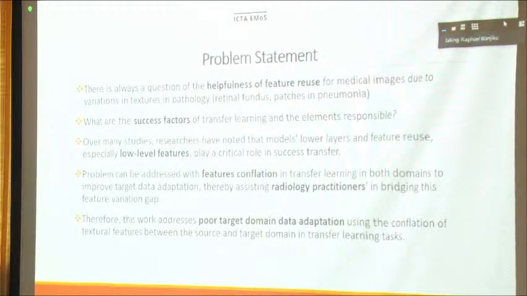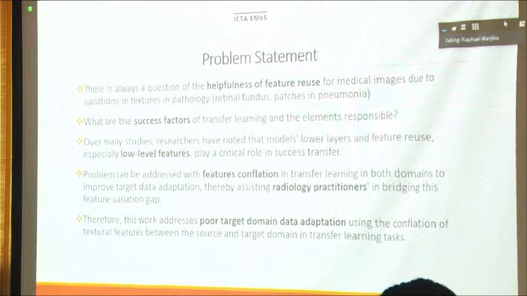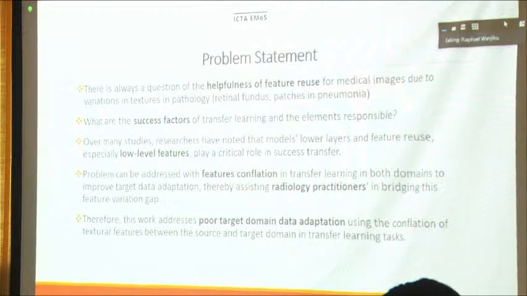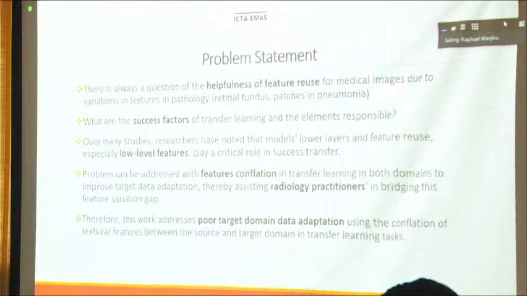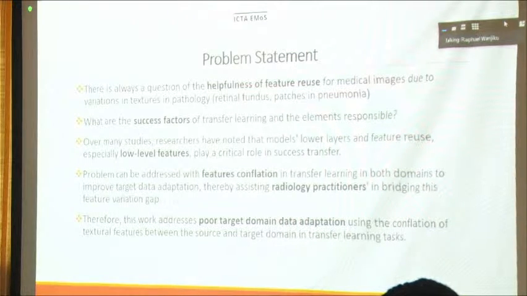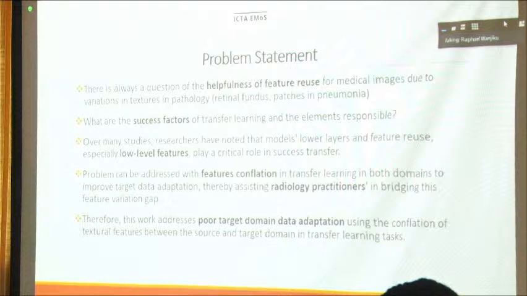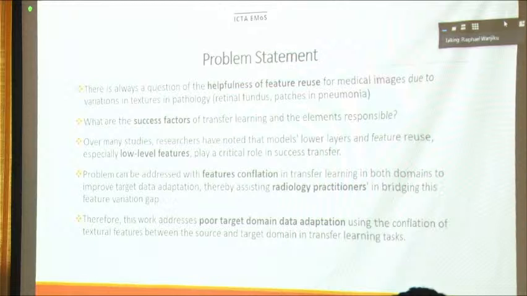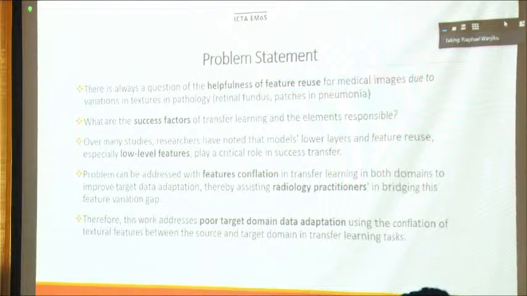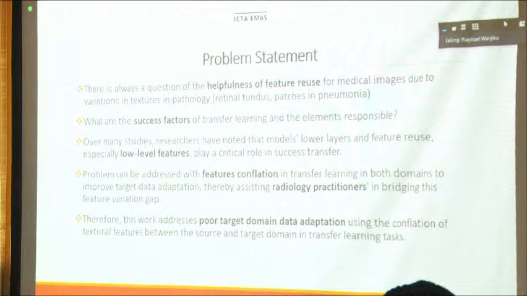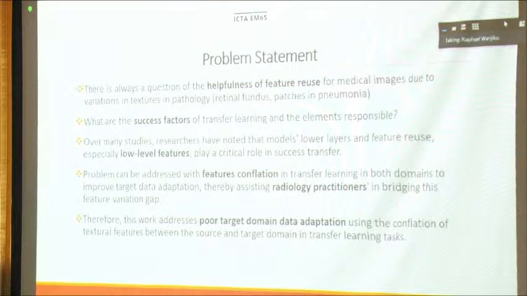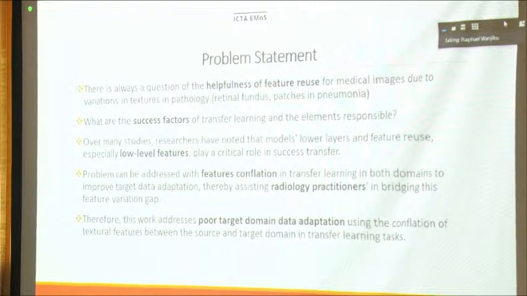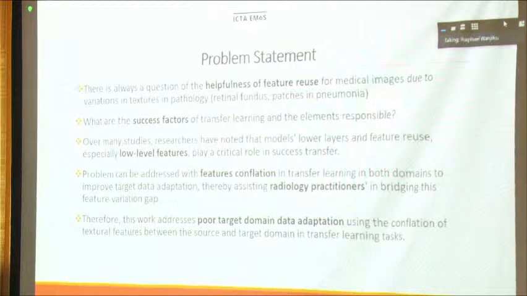So what is the problem here? The problem is that in the medical field, there is lots of data, but in some instances there is not a lot of data because some of it is limited, as we take it into electronic format and all that. And in medical images, the question of feature reuse has always popped up, especially due to the variation of textures in pathology. And there is also a question of what are the success factors that transfer learning looks into and enables that accurate classification.